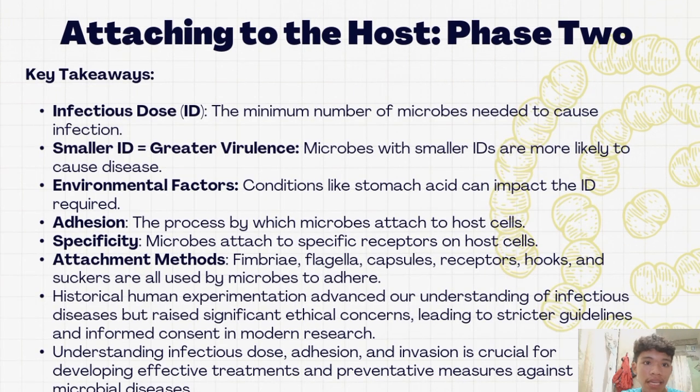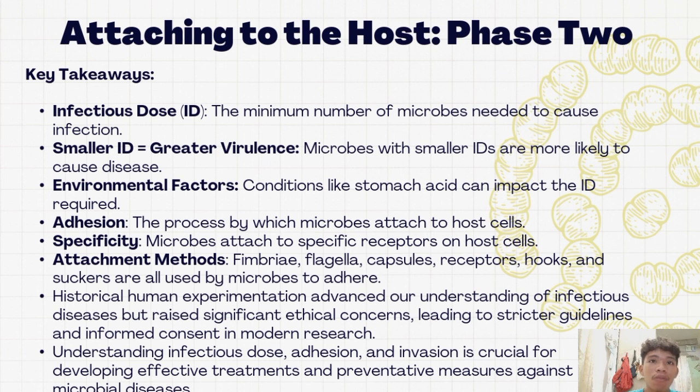Here are the key takeaways that you need to remember. Infectious dose, or ID, is the minimum number of microbes needed to cause infection. So this is the smallest number of germs needed to cause an infection. And a smaller ID equals greater virulence. So microbes with smaller IDs are more likely to cause disease. As for environmental factors, conditions like stomach acid can impact the infectious dose required.